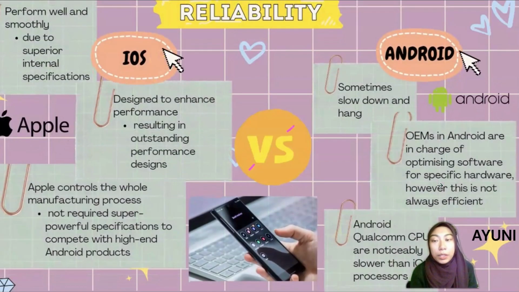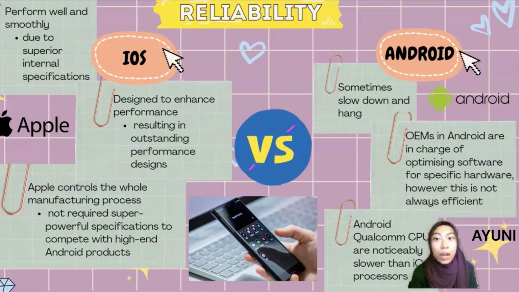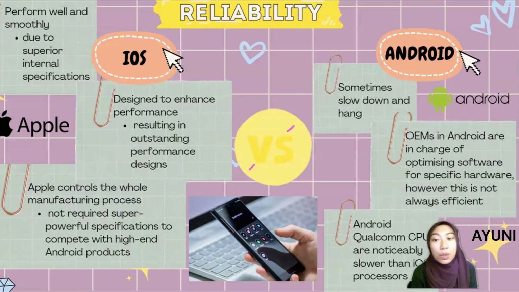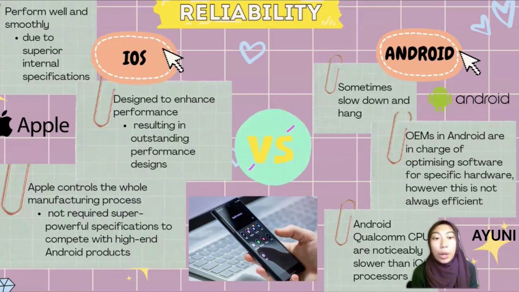iOS outperforms Android in terms of performance. It performs well and smoothly due to its superior internal specifications, whereas for Android, sometimes it slows down and hangs. iOS is designed to enhance performance in whatever possible way, resulting in outstanding performance designs. But OEMs in Android are in charge of optimizing software for specific hardware, however this is not always efficient.